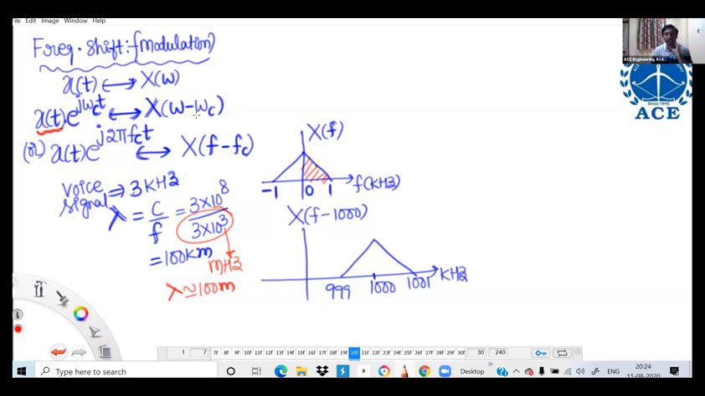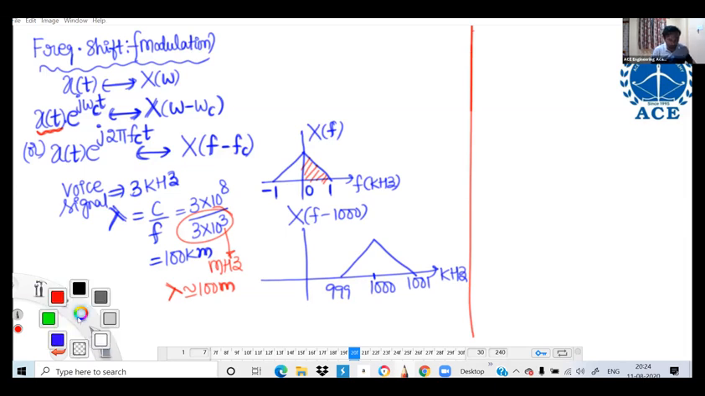Fundamental reason for selecting this property is what? To reduce the size of the antenna. Okay. So a signal multiplied by a complex sinusoid means we are using the frequency shifting property. Signal multiplied by complex sinusoid.